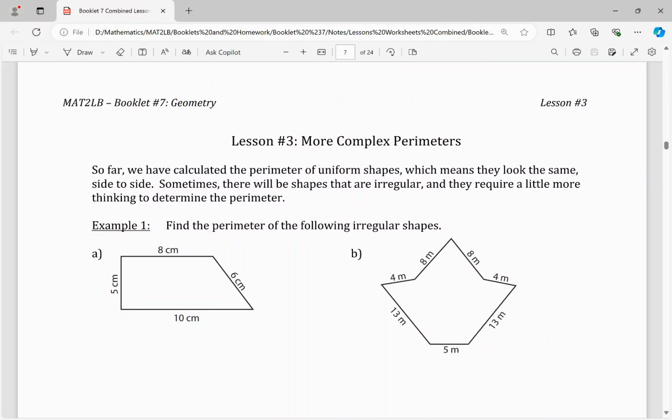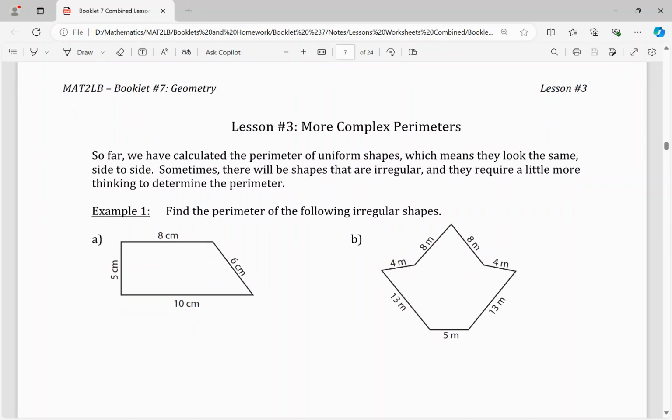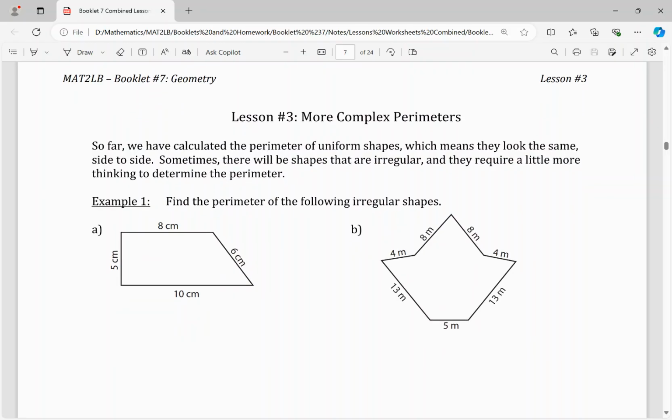All right, everyone. Today we will be completing Lesson 3 in Booklet 7. This lesson is called More Complex Perimeters. You do not need any of your reference sheet for today's lesson. You just need the lesson itself and the homework that is after.